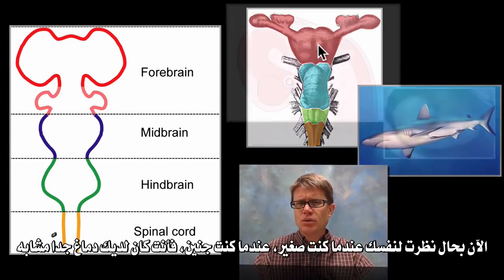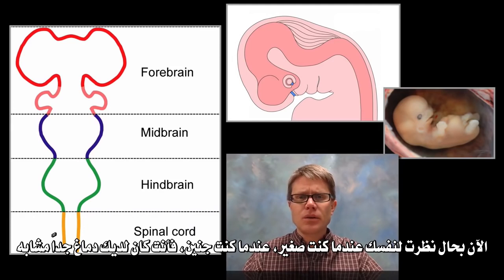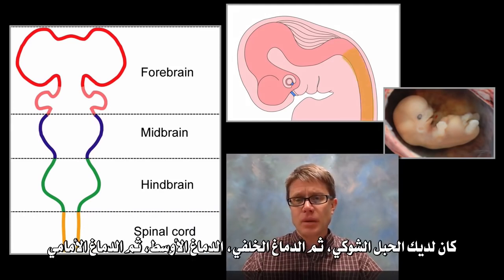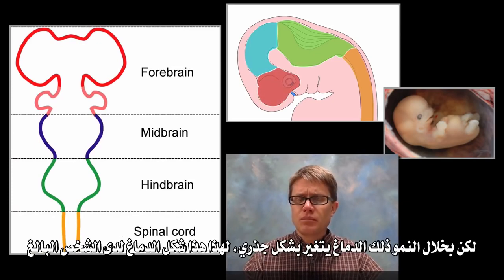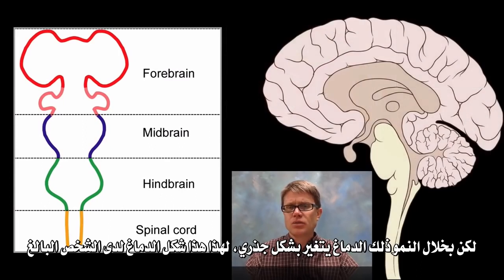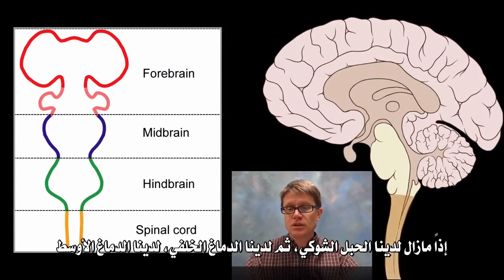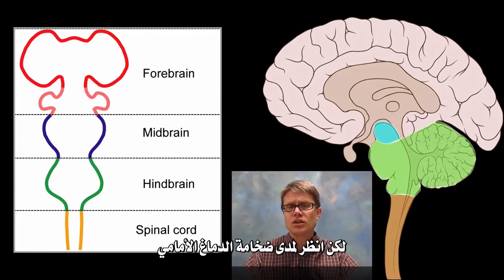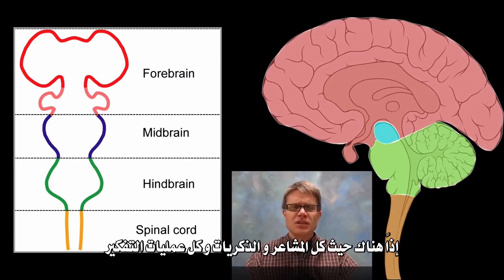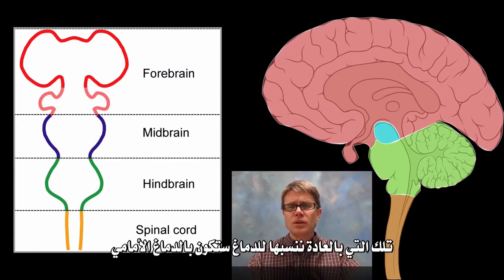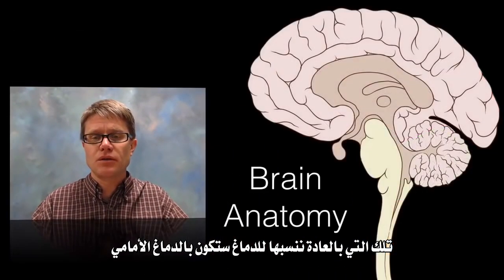Now, if we look at you when you were really little, when you were an embryo, you had a brain that looked very similar. You had a spinal cord, you then had a hindbrain, you had a midbrain, and then you had a forebrain. But during development, that brain changes radically. And so this is what an adult brain looks like. So we still see that spinal cord. We then have the hindbrain, we have the midbrain, but look how large that forebrain is going to be. And so that's where all of those emotions and memories and all of that thinking we generally attribute to the brain is going to be in the forebrain.